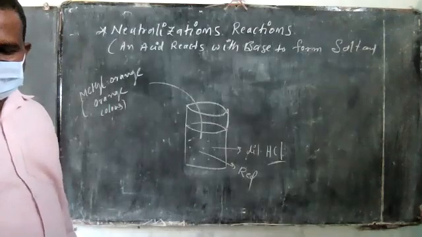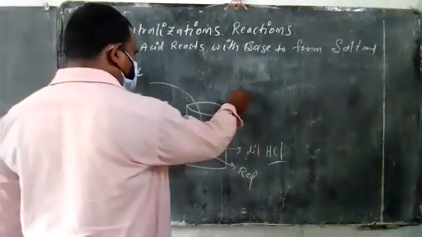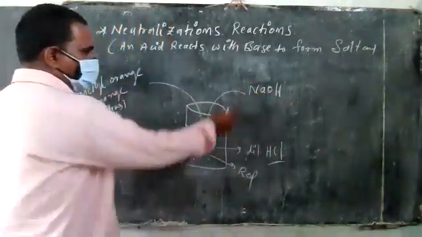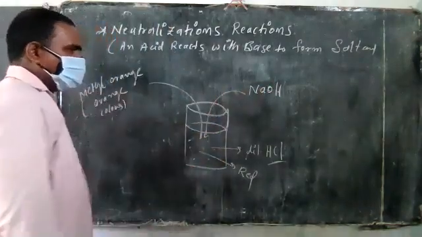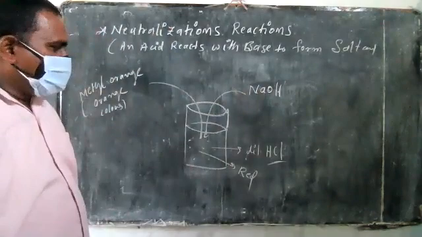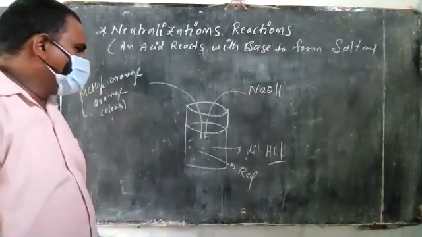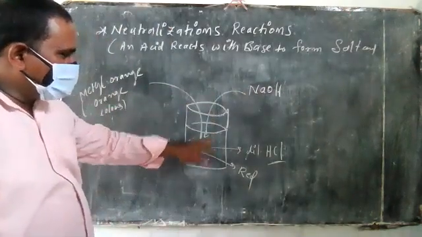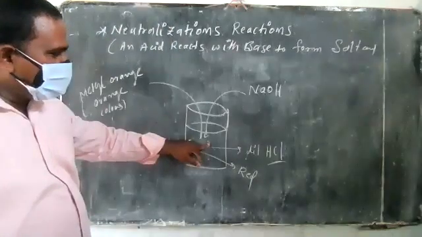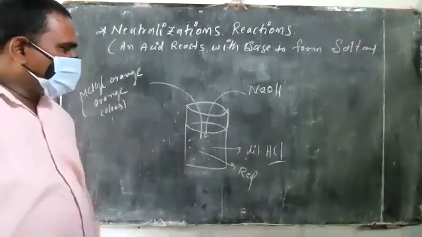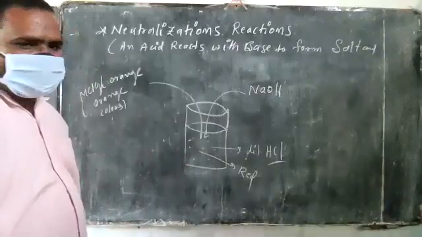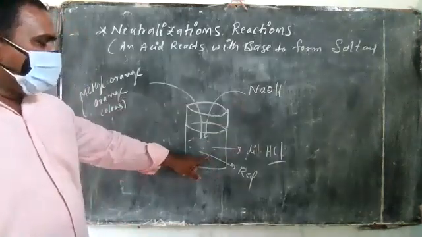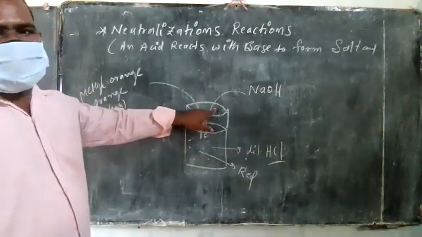Now slowly you add NaOH solution. The NaOH solution coming and dissolving in this HCl, at a particular point of time it neutralizes the HCl. Then the red color disappears and another new color is forming. What new color is forming? Yellow. Excellent answer. Here the red color disappears and slowly yellow color is forming.